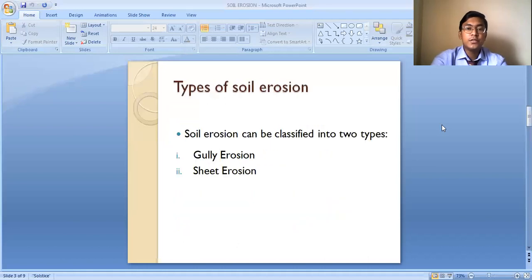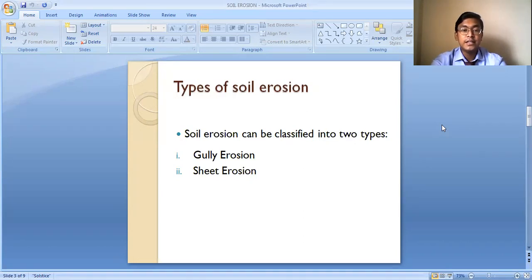Soil erosion can be classified into two types: one is gully erosion and the other is sheet erosion. These are the two types of soil erosion, which generally take place because of running water, because of the flow of the water.